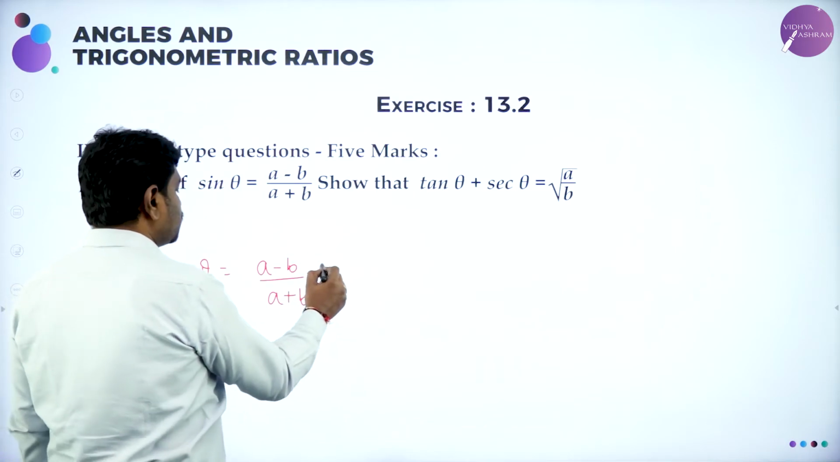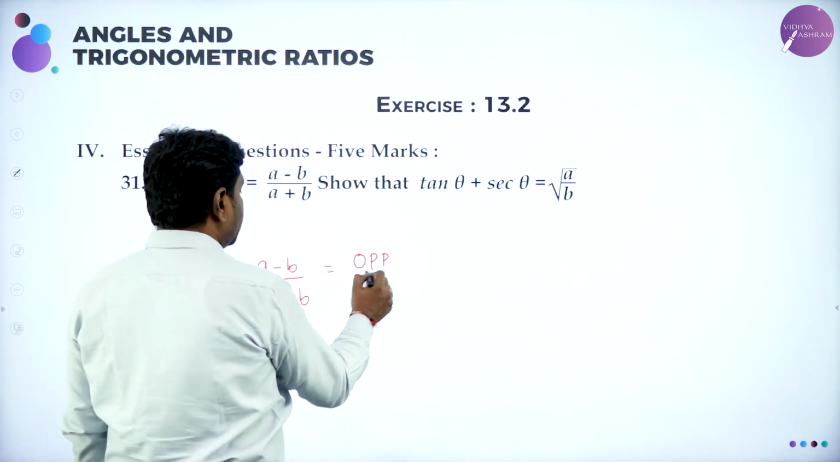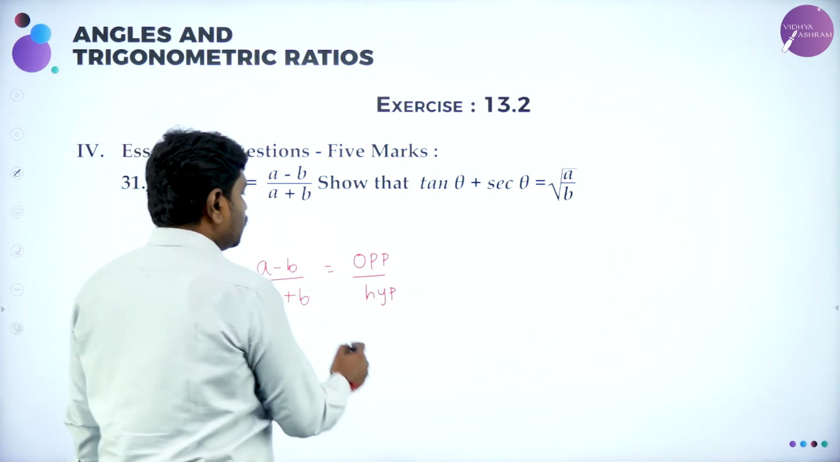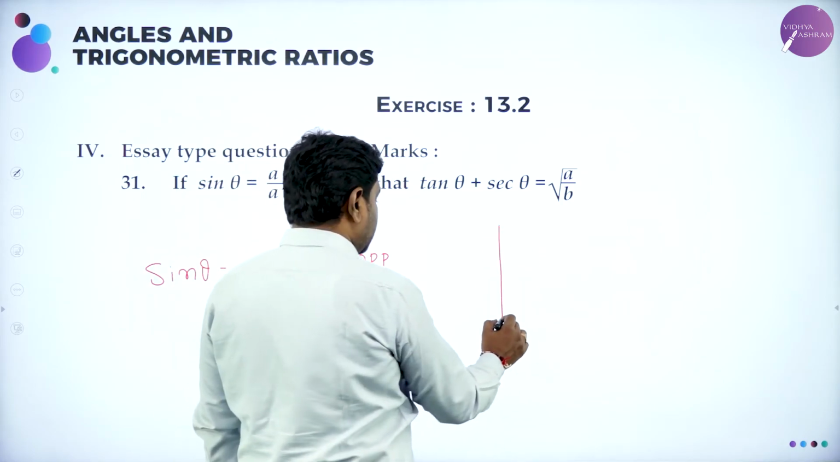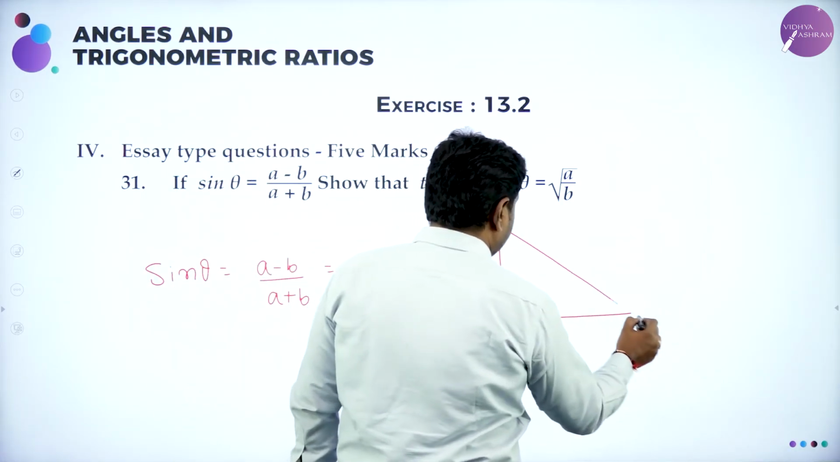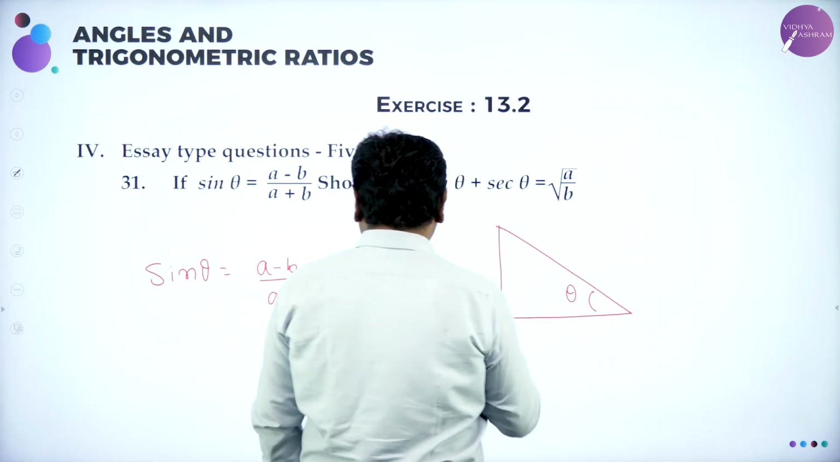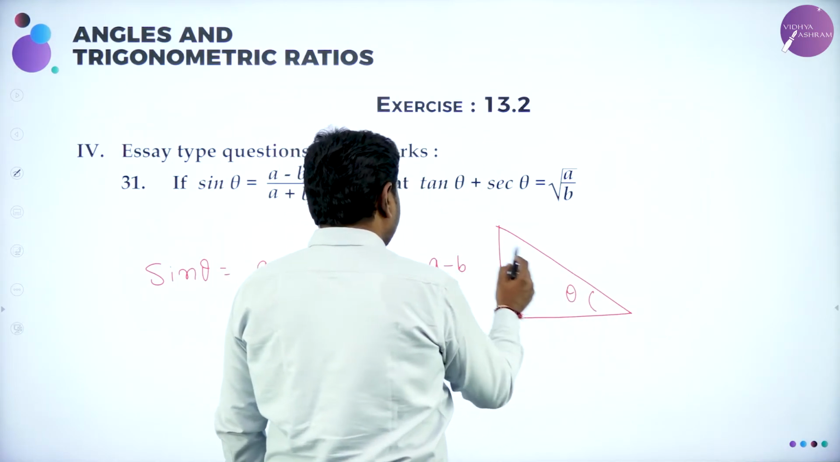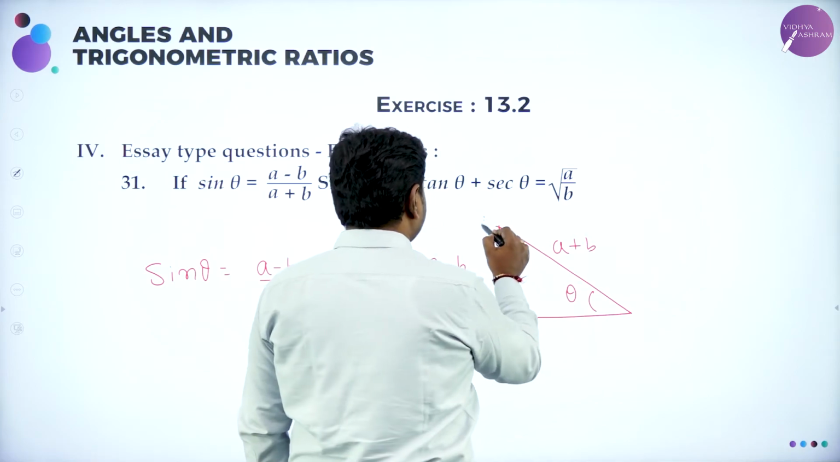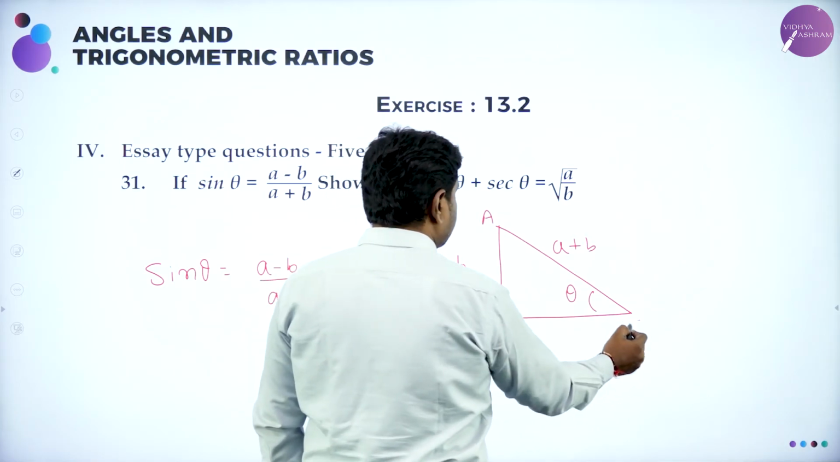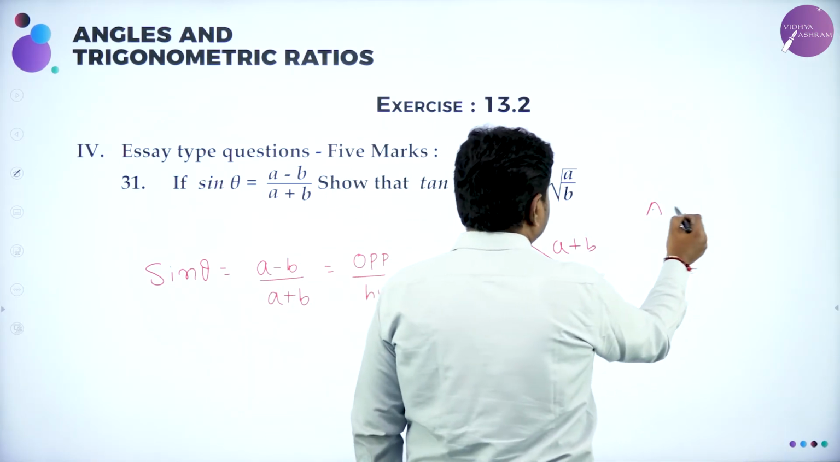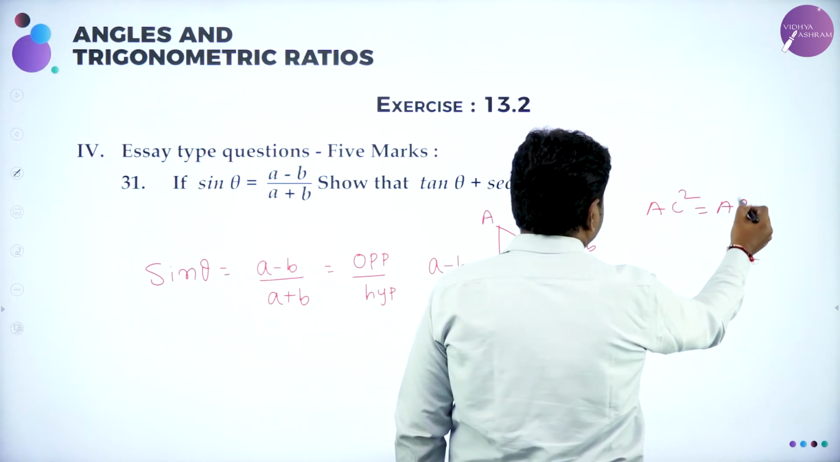All of you know sin means what? Opposite side divided by hypotenuse. So sin means construct a triangle. So we'll construct a triangle. This is theta. Opposite side a minus b. Hypotenuse a plus b. So if you take it as triangle ABC, using Pythagoras theorem, we need AC square is equal to what? AB square plus BC square.